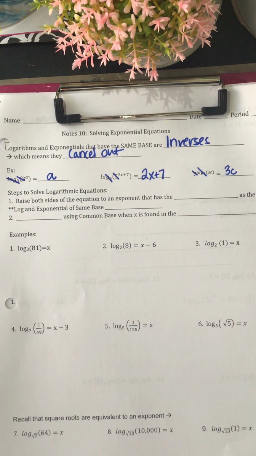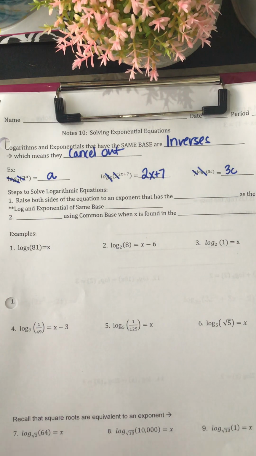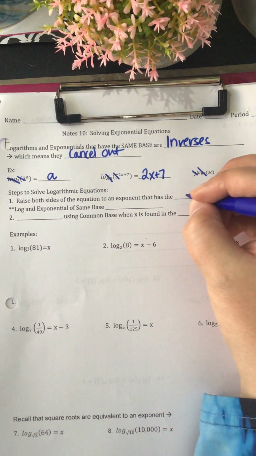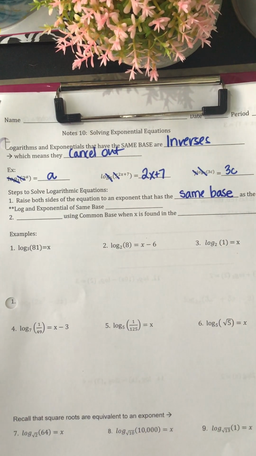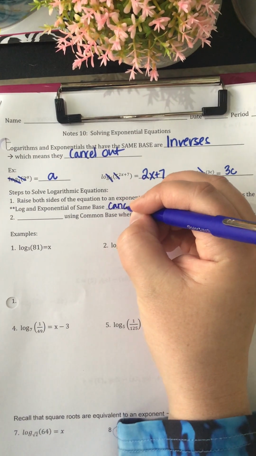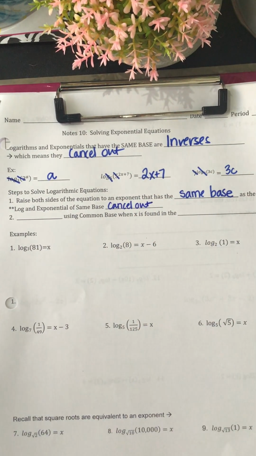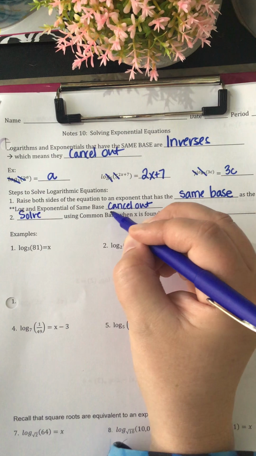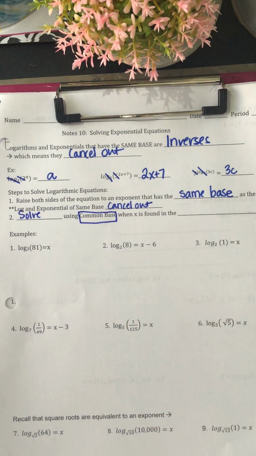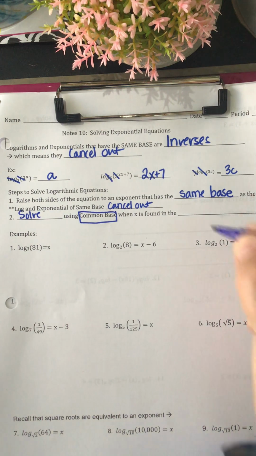Okay, so here is how we're going to use this to solve. Steps to solve logarithmic equations: you are going to raise both sides of the equation to an exponent that has the same base as the original log. And remember what I just said, as long as you have the same base, they're going to cancel out. Then it says solve using common base. Common base is the chart that I asked you to pull out. That's found in your exponential notes, but if you don't have yours, no worries. I have a copy that I'll be putting up here. And that's when x is found in the exponent.